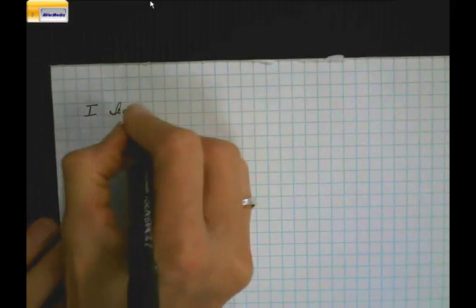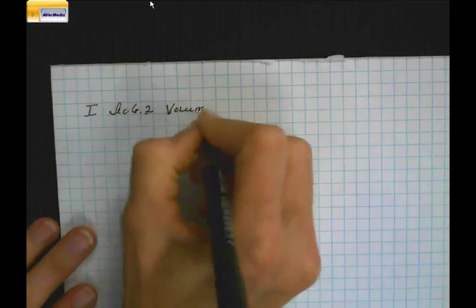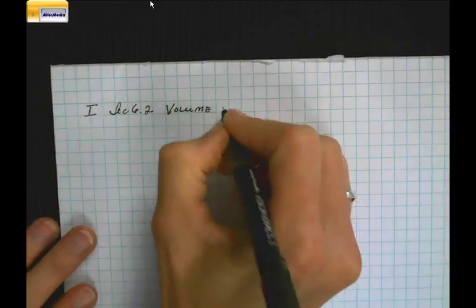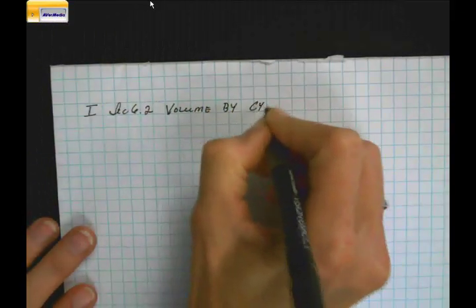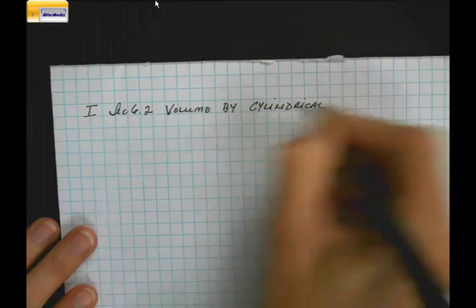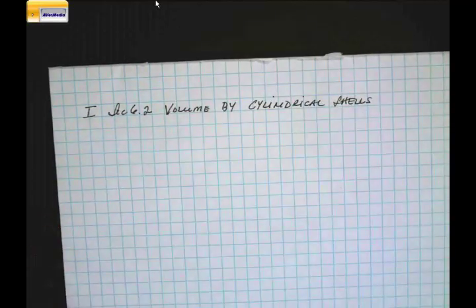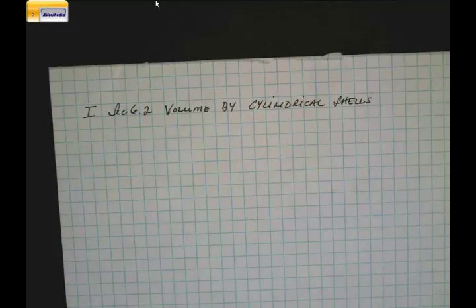All right, section 6.2. Here we go. Volume by cylindrical shells. Cylindrical shells. That looks like a good word for a spelling bee, doesn't it? Cylindrical shells.